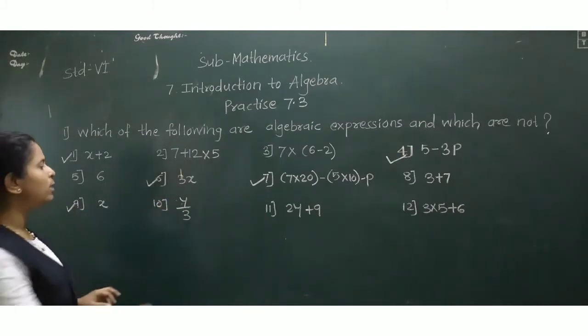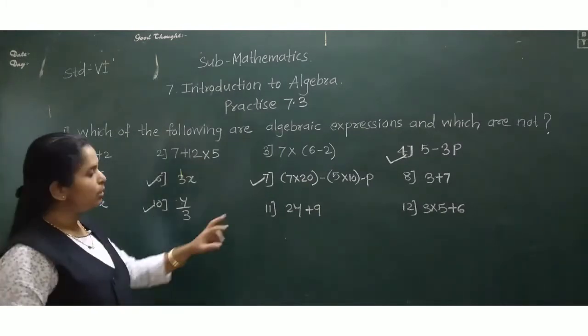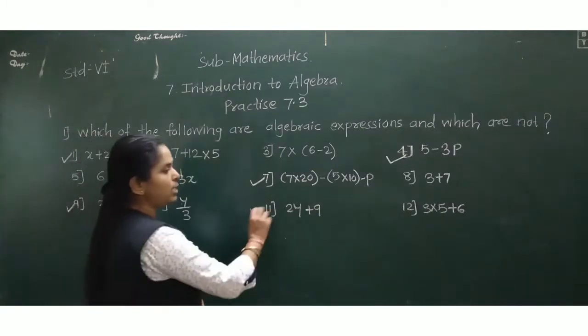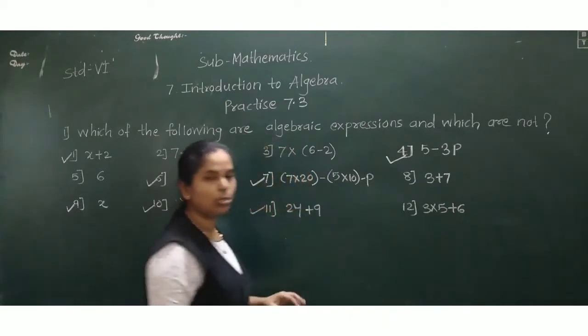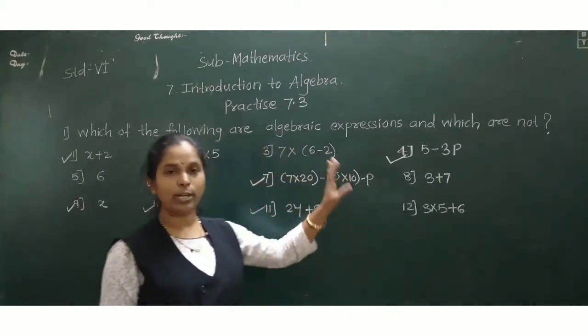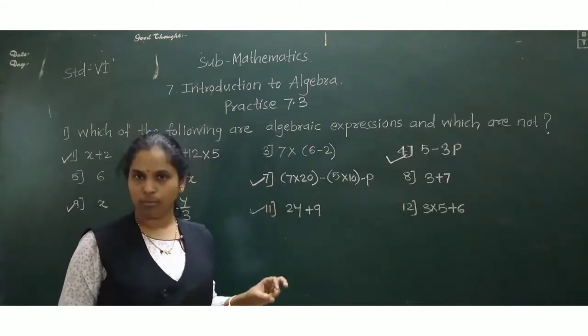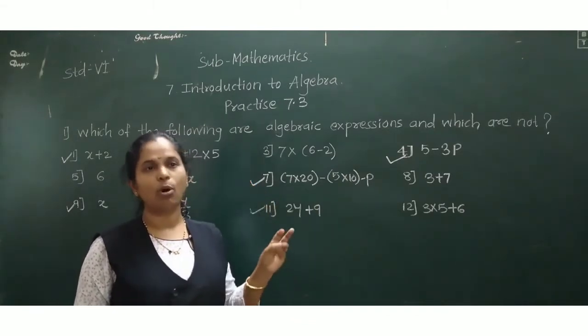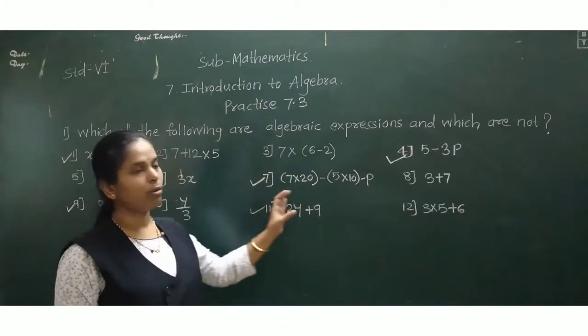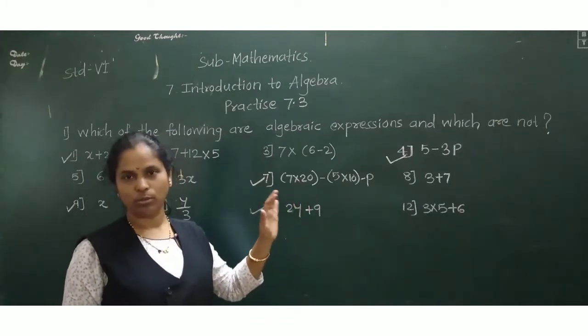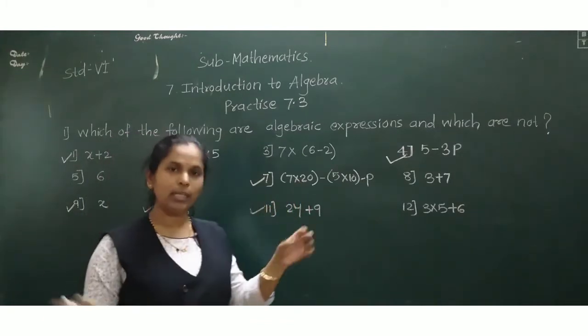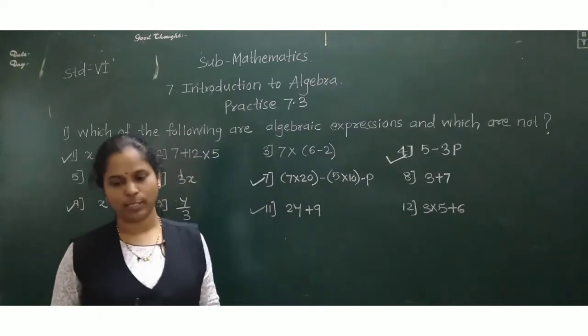Next, y upon 3, yes. 2y plus 9, yes. And 3 plus 5 plus 6, no. So understood, an algebraic expression has numbers and symbols or letters, and operations are also there. Then together it forms an algebraic expression.